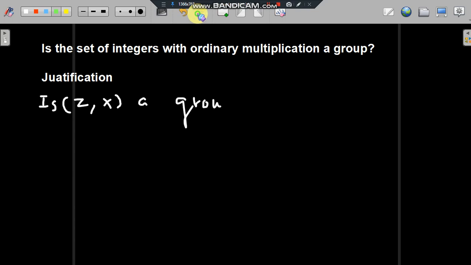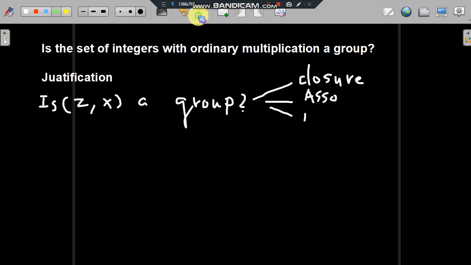Is this a group? That is our question here. To prove that a structure is called a group, it has to satisfy four important conditions. First one is the closure property, second is the associative property, third is the identity property, and the last one is the inverse property.